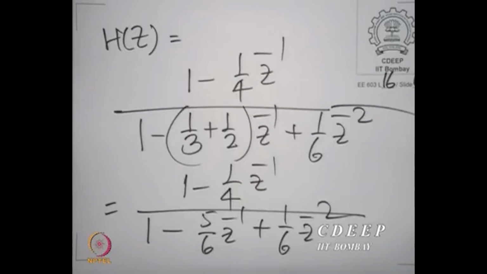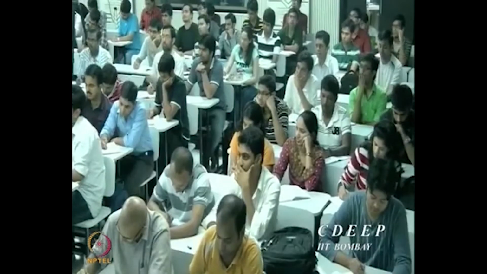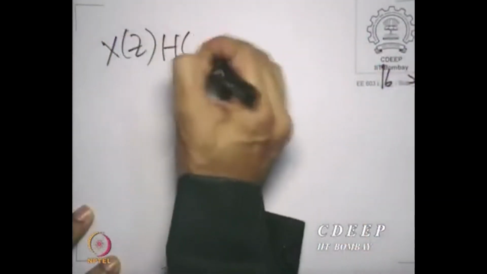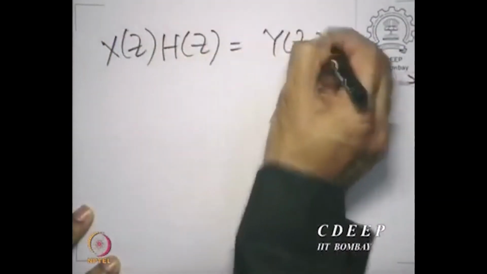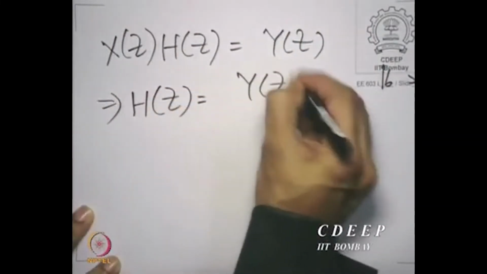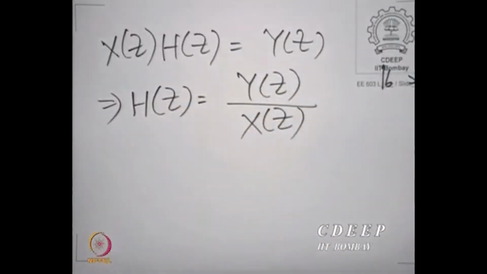Now, what is H(z)? H(z) is the ratio of the output Z transform to the input Z transform. In fact, that is obvious because the input Z transform X(z) multiplied by H(z) would give you the output Z transform Y(z). And therefore, another way to understand the system function is the ratio of the output Z transform to the input Z transform.